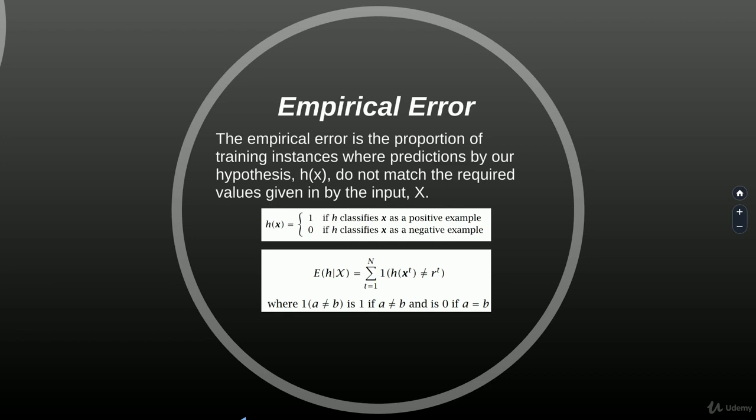So if our hypothesis h of x for a specific point t is equal to r, then we get 0 for the error for that specific point, and we get a 1 if these values do not match. And then the empirical error is going to be the total summation of that. And this is actually what we are trying to minimize.